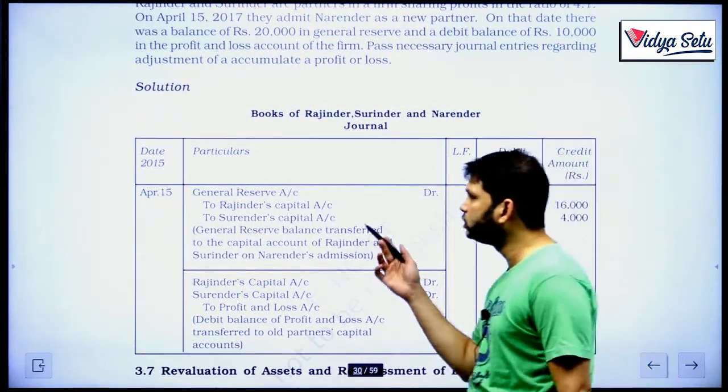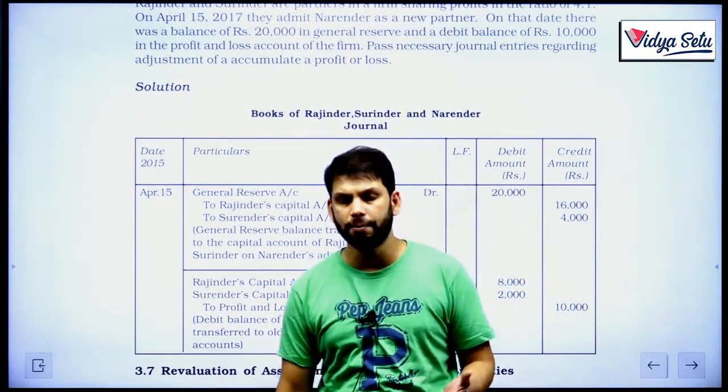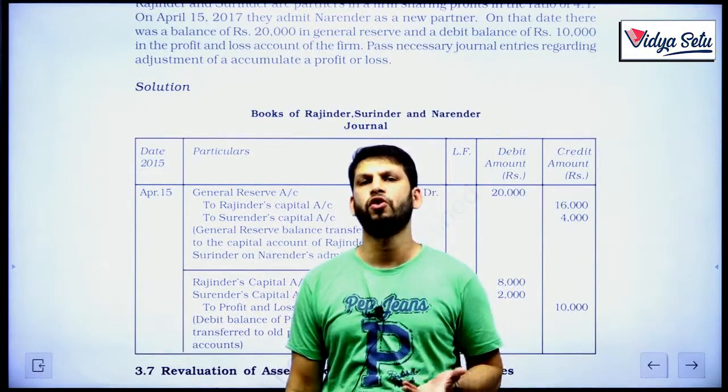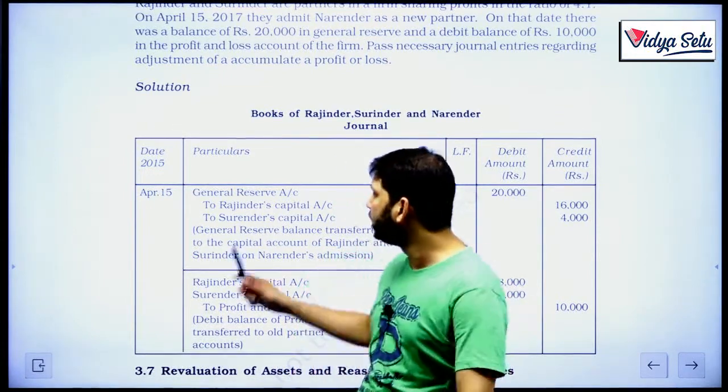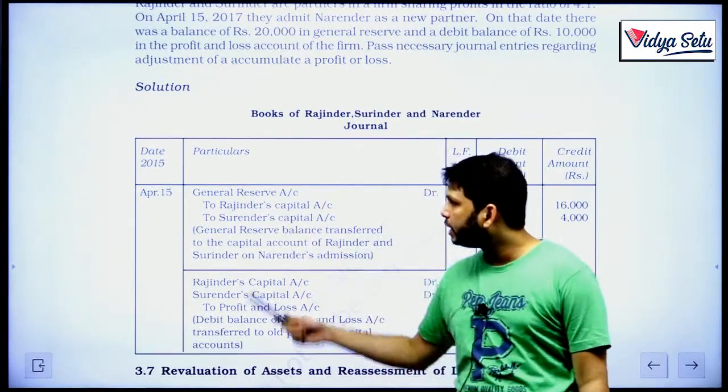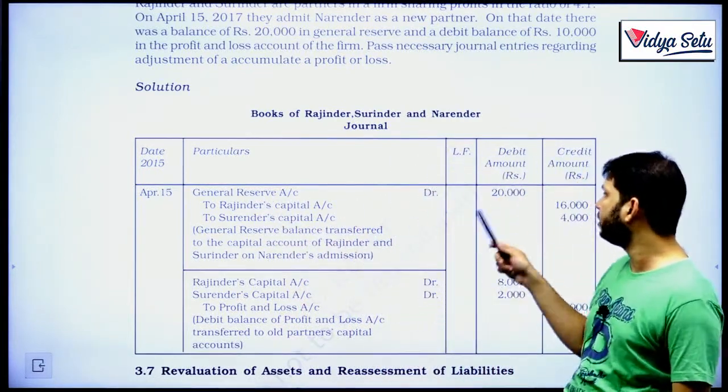So, first of all, see, general reserve has a credit balance. Okay, it's a type of profit. So, it's a credit balance. To close this account, what we need to do? We need to debit it. So, general reserve account debit 20,000.